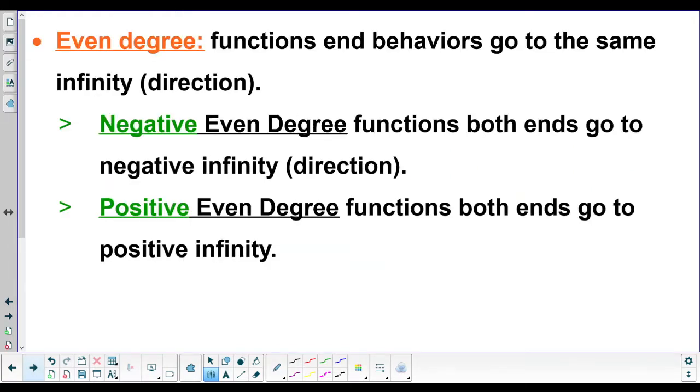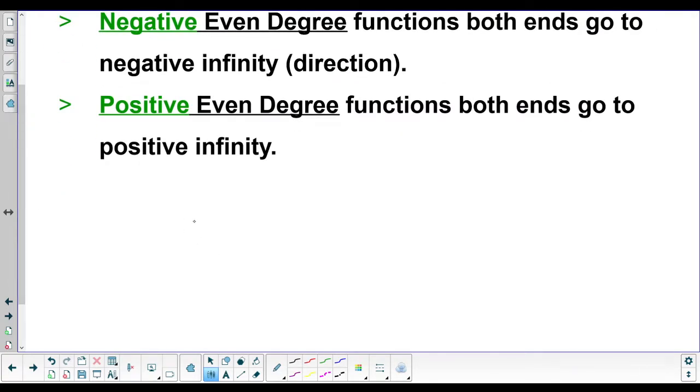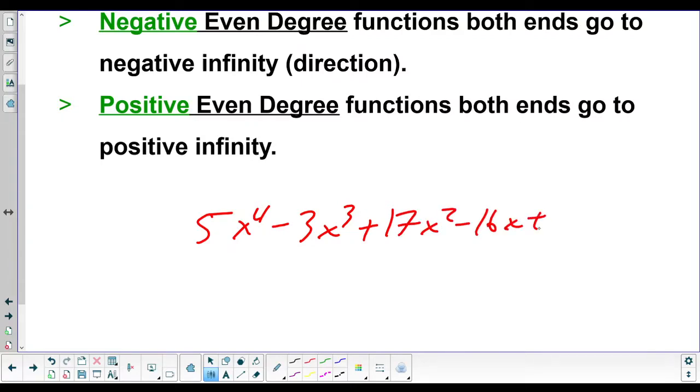All right. So let's talk about what the degrees mean, right? Let's look at the pattern here. So let's talk about an even degree first. Even degree means if we're looking at our polynomial, we have like 5x to the fourth minus 3x to the third plus 17x squared minus 16x plus 1. Okay. Even degree means that this largest exponent is an even number. That's all we mean by even degree.